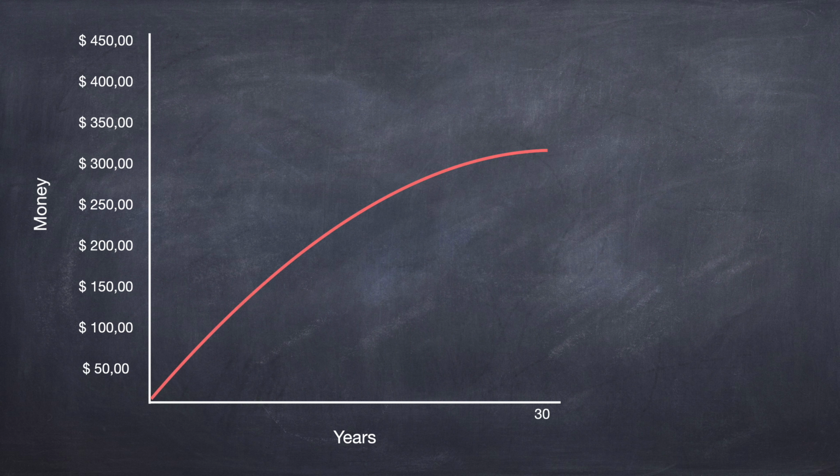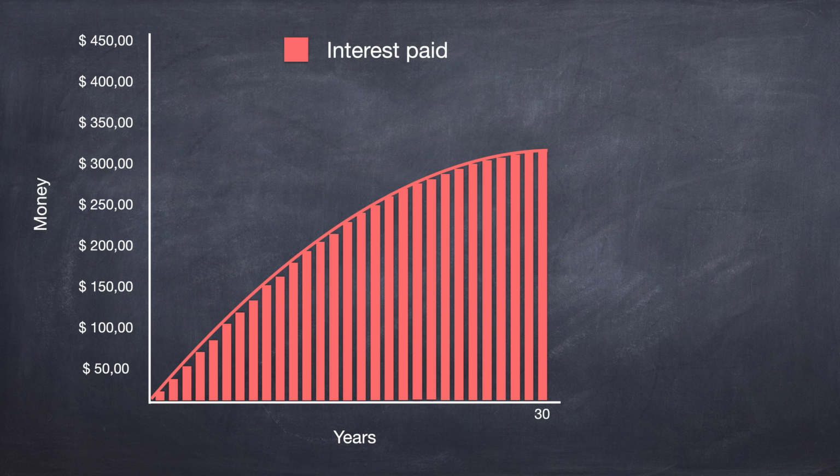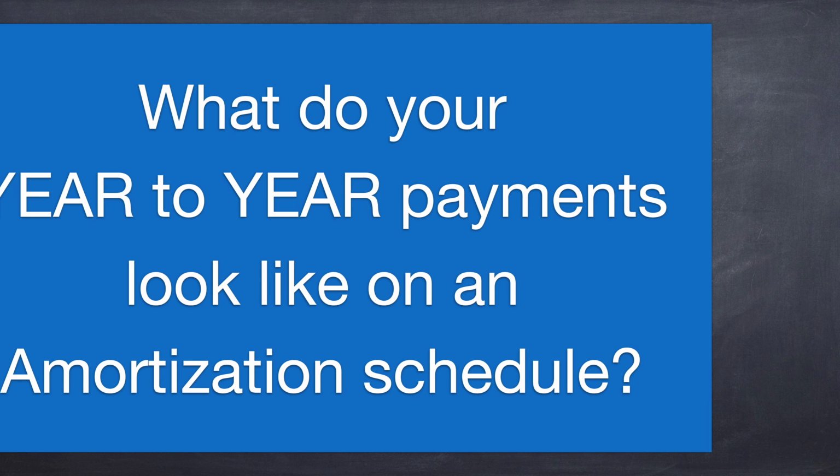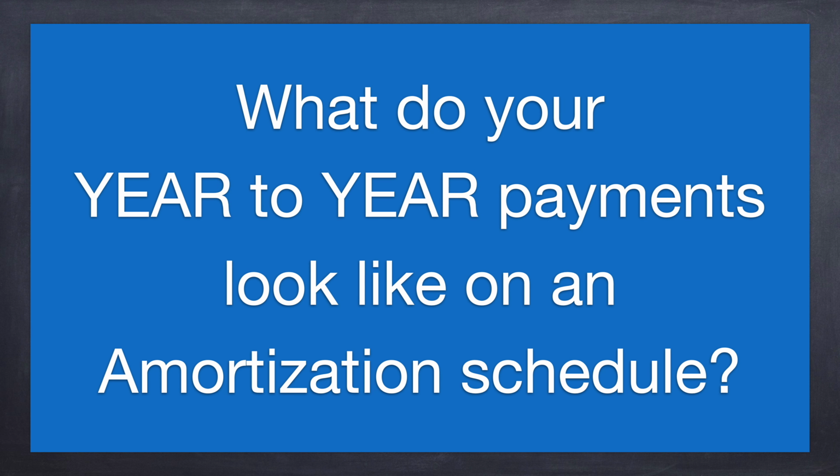Now let's look at the interest payments over 30 years. So you start by paying zero interest, and over time you end up paying all that interest, and that is all the interest you've paid over 30 years. But the real way to understand amortization is, what do your year-to-year payments look like on this schedule? So let's go ahead and break that down.